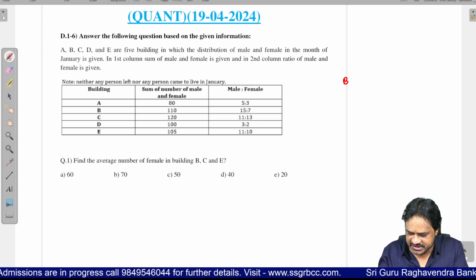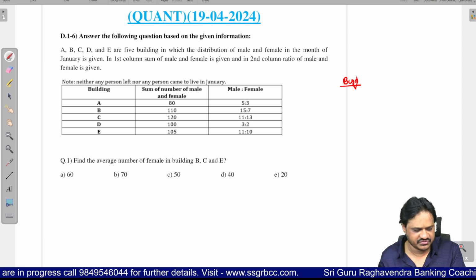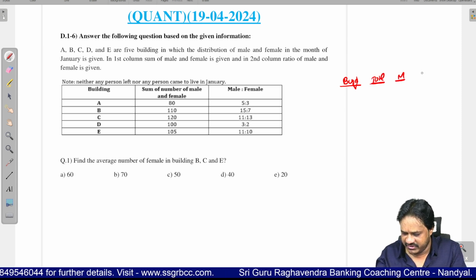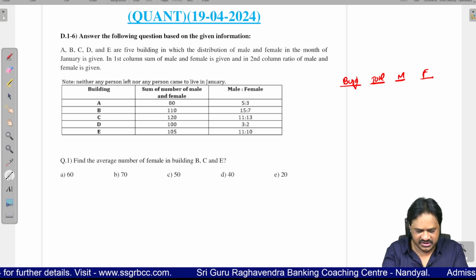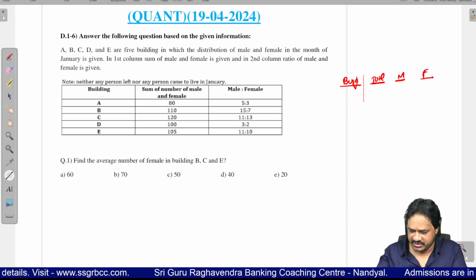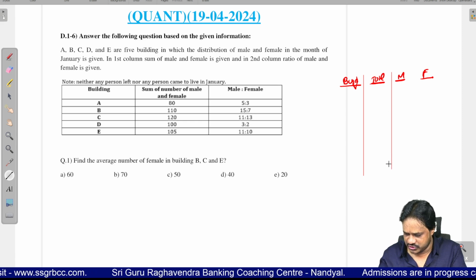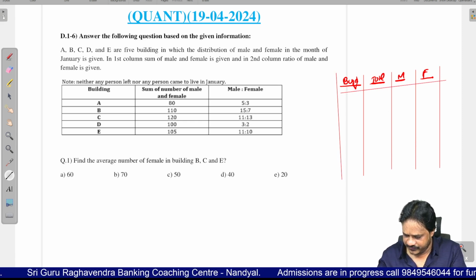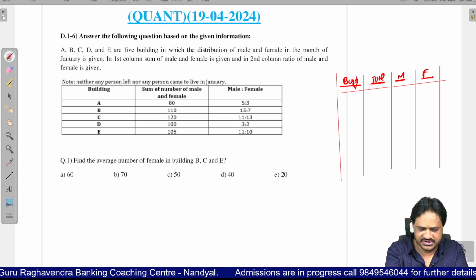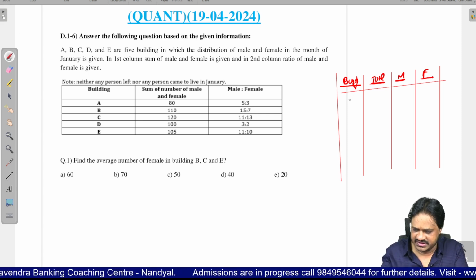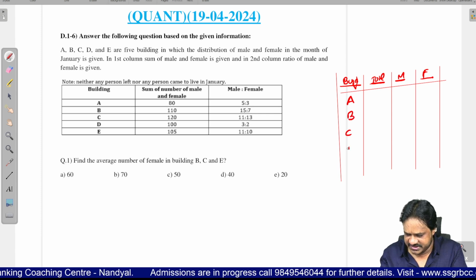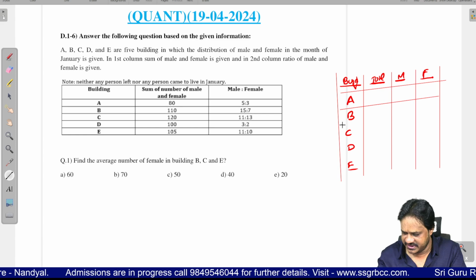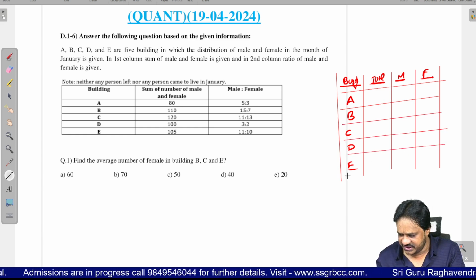First one is the building. Next one we are having total. Next one we are having male. Next we are having female. So, let us draw one more table: building, total, male and female. Below the buildings, you write down the names of the buildings, that is A, B, C, D and E.